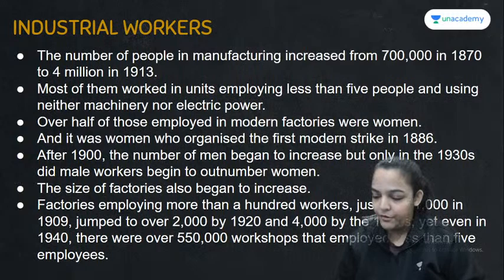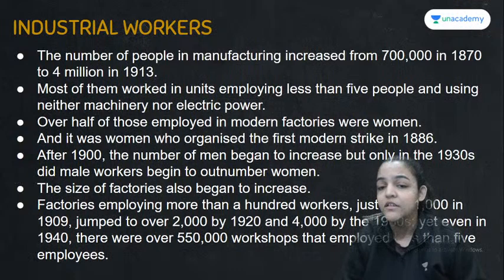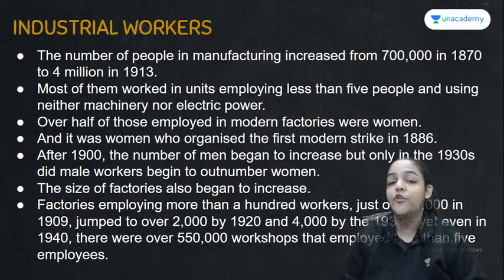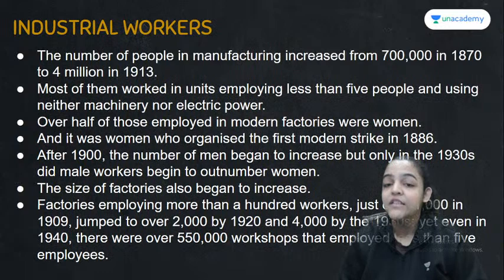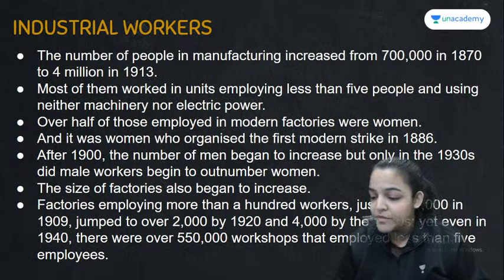So, factories employing more than 100 workers, just over 1,000 in 1909, jumped over to 2,000, then to 4,000, while around 5,50,000 workshops were employing less. So what we are seeing here is, hum yahan pe kya dekh rahe hain ki pehle jo factories the which employed more than 100 workers, unhone 1,000 workers ko employ karna shuru kiya, fir 2,000 workers ko, fir 4,000 workers ko employ karna shuru kiya. So you can see the number of employees is increasing. How are they increasing? Because definitely the number of workshops and the size of the workshops, the size of factories are increasing.